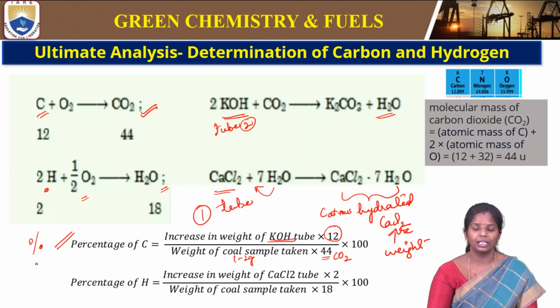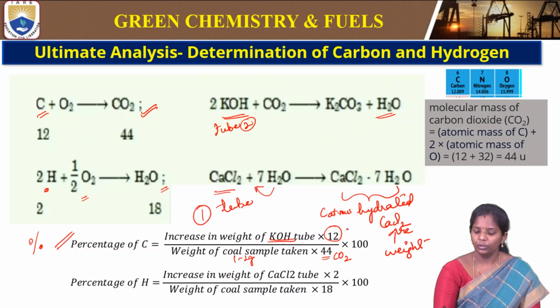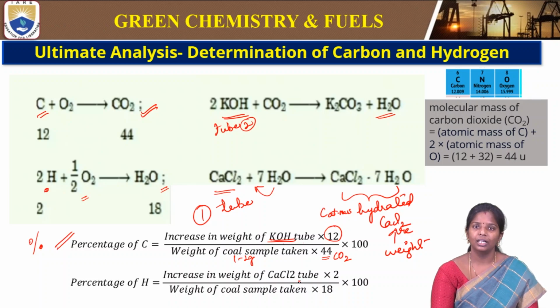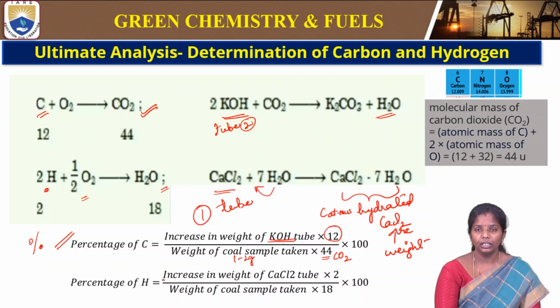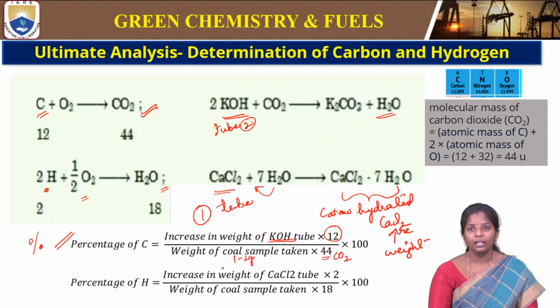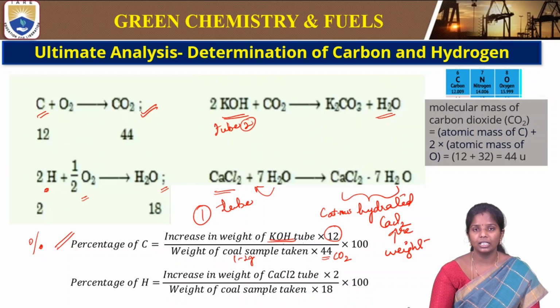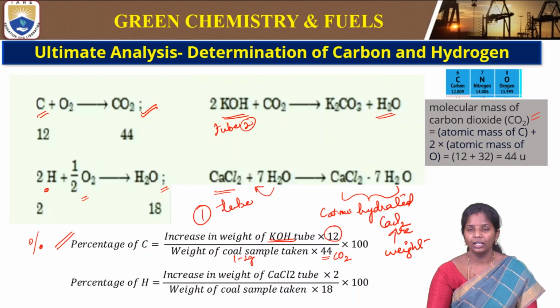So this is very clear: the increase in weight of KOH tube into atomic mass of carbon, to the weight of coal sample into 44, the molecular mass of carbon dioxide. So this is how we calculate the molecular mass from the formula CO2. So this 44 we are applying in the formula.